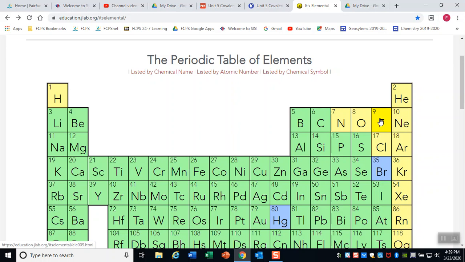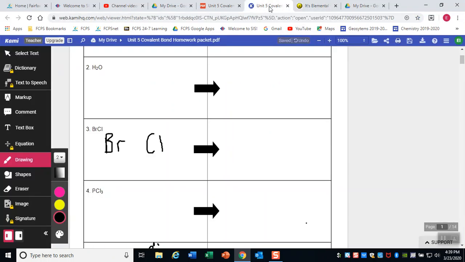In fact, it's going to look exactly like if I had F2, all right, because they all bond the same, because they have the same outer electrons. So let's draw that in. So I've got seven valence electrons for bromine, and then I have 7 valence electrons for chlorine.